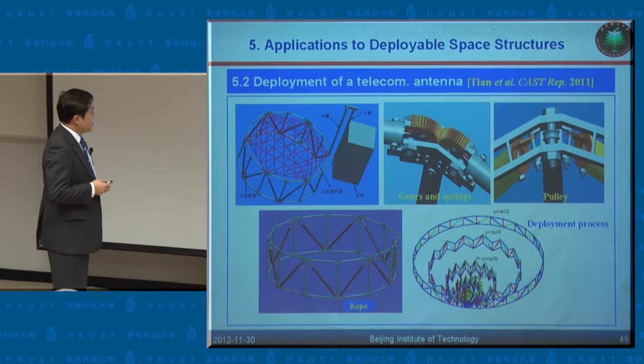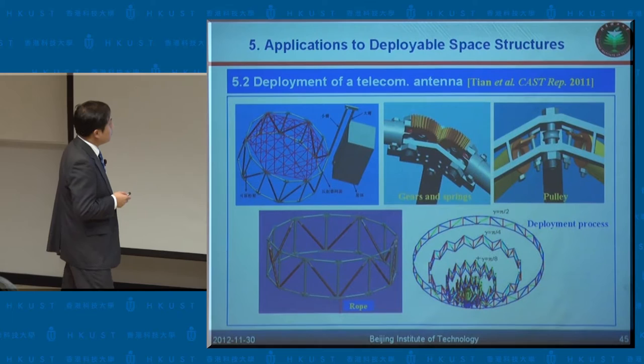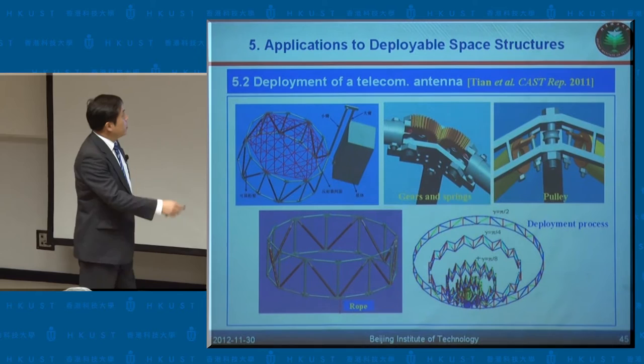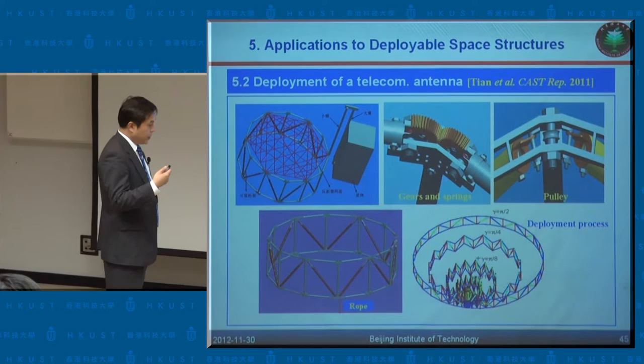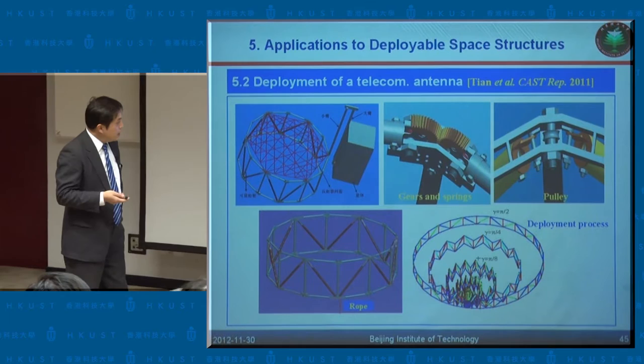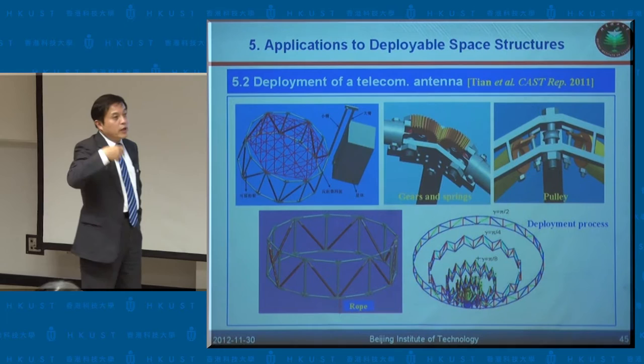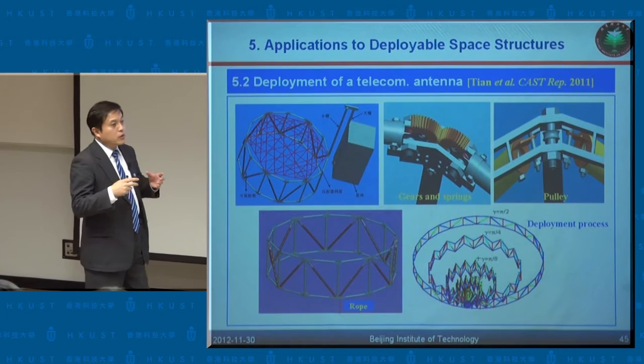The second example looks a little bit more complicated, and this is a real example. China has developed this kind of antenna for telecommunication. The deployment of this antenna includes two stages. In the first stage, the two arms, large arm and small arm, will be stretched first, deployed first. And then the centralized hoop truss will be deployed gradually this way.